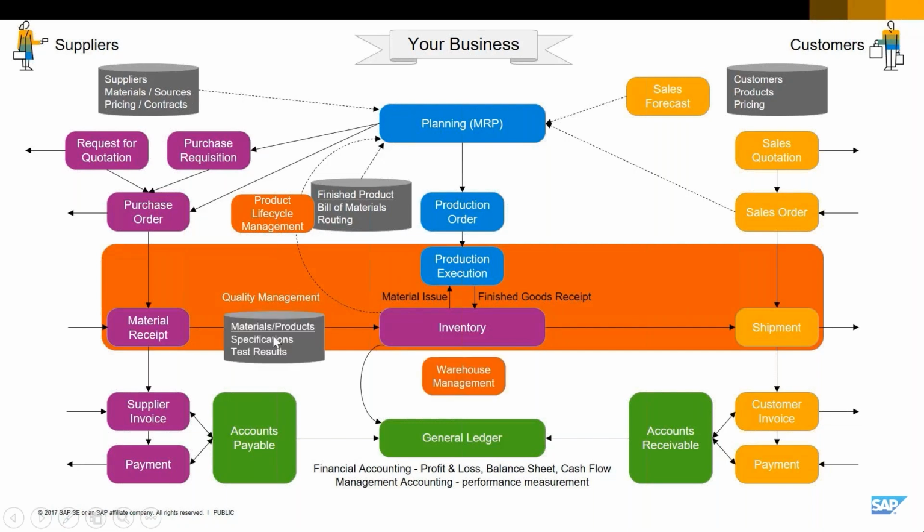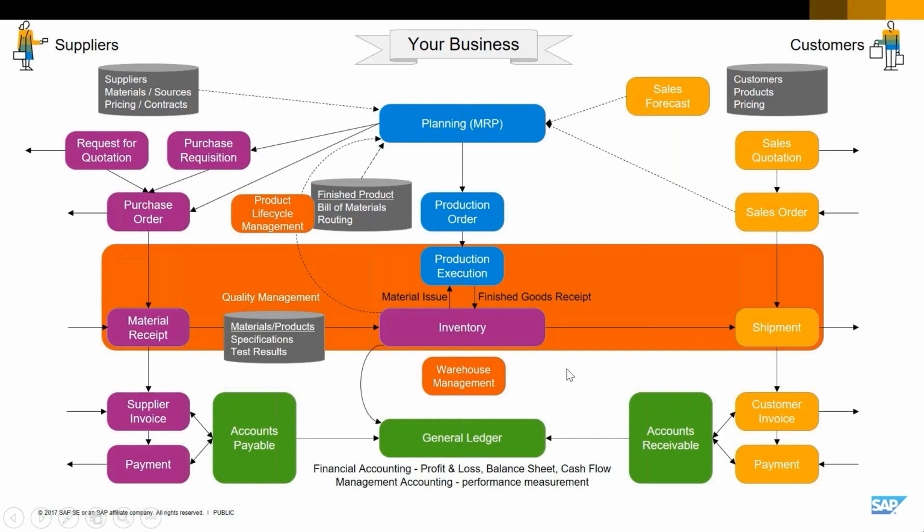Apart from that, in quality management you have material products, specifications, and test results. You can capture the test results also. Apart from that, you have warehouse management. Where do you store all these things? Raw material will be stored in a warehouse, and finished goods will also be stored in a warehouse. You have different warehouses: the raw material warehouse will be different, and the finished goods warehouse will be different. Warehouse management is also there in SAP ERP.